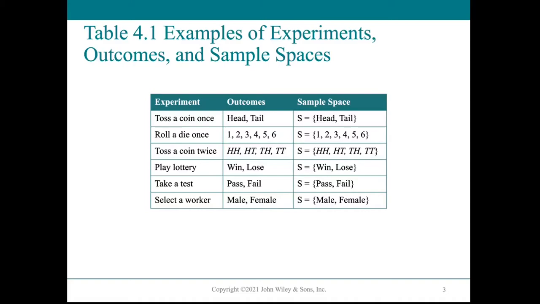How about tossing a coin twice? You now have four possible outcomes. You get heads twice. You get heads the first time and then a tail the second time. You get a tail the first time and then a head the second time, and you get tails twice. Those are the four possible outcomes of tossing a coin twice, and your sample space now becomes those four possible outcomes.